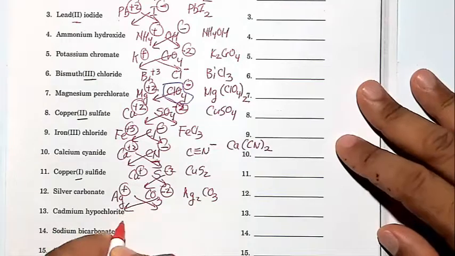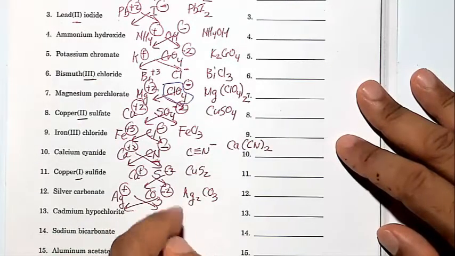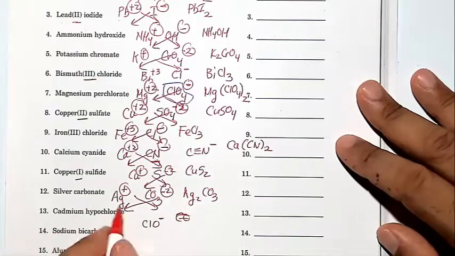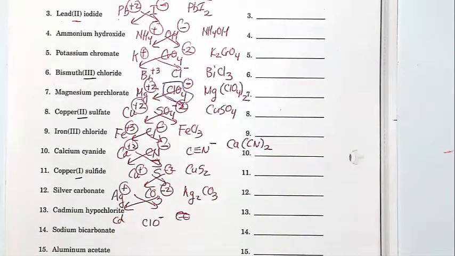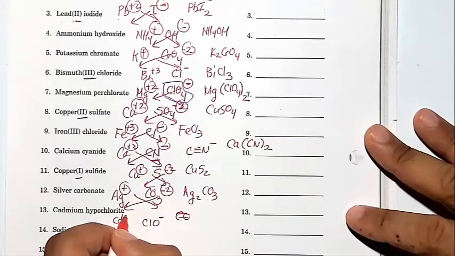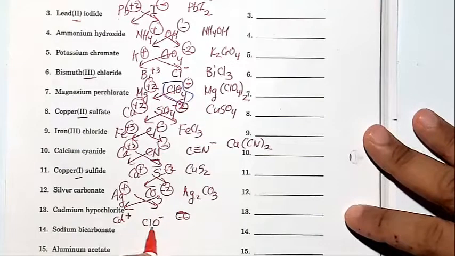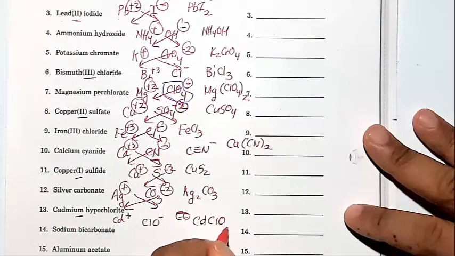Cadmium hypochlorite. What is hypochlorite? Hypochlorite is ClO-. So what's going to be the charge on cadmium? Cadmium is usually plus 2, and ClO has a charge of minus 1. They should put a Roman numeral on this, but it's going to be Cd(ClO)2.